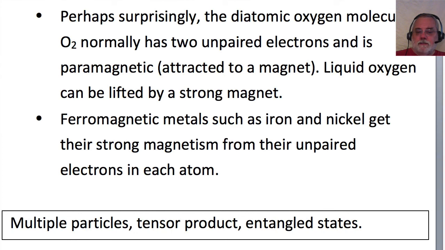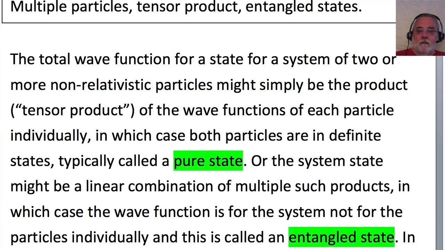Multiple particles, tensor product, and entangled states. The total wave function for a state for a system of two or more non-relativistic particles might simply be the product, the tensor product, of the wave functions of each particle individually, in which case both particles are in definite states, typically called a pure state.